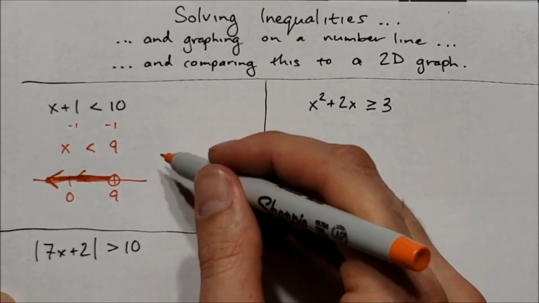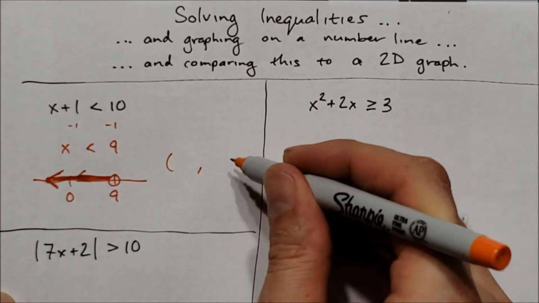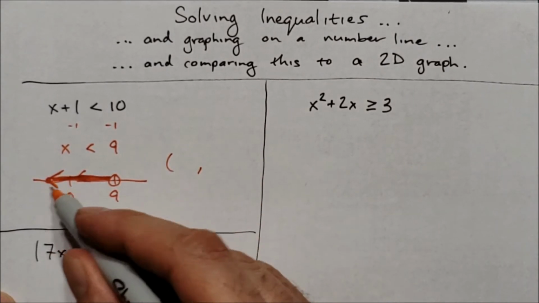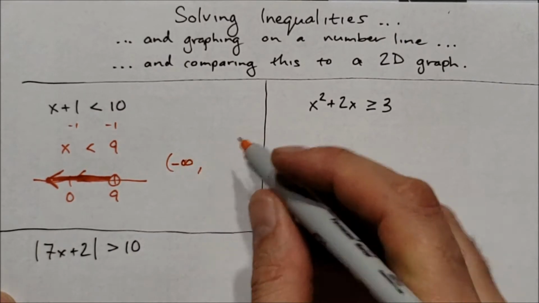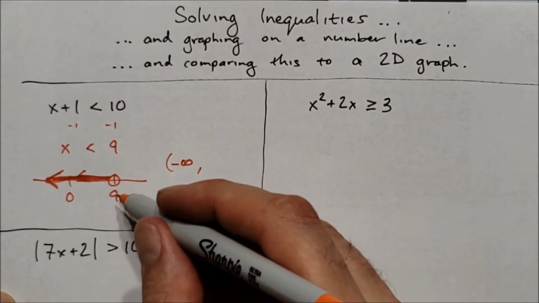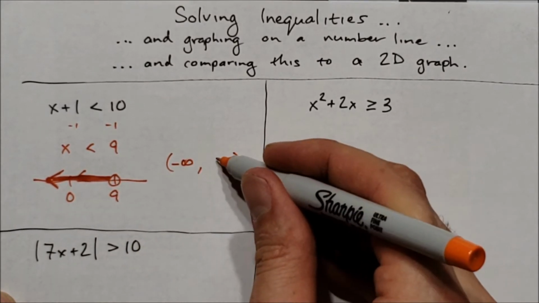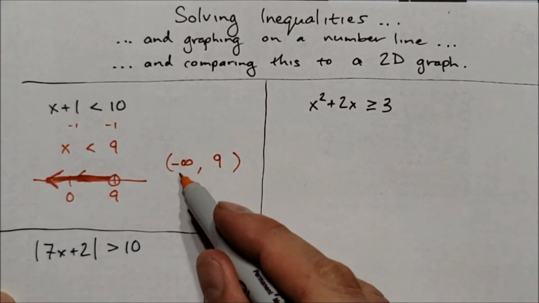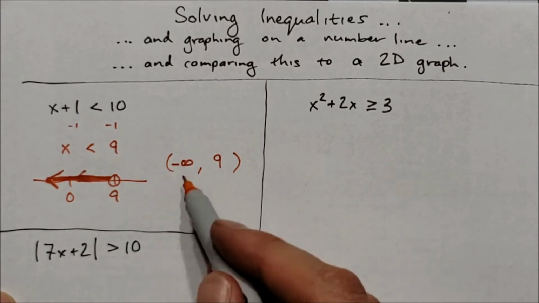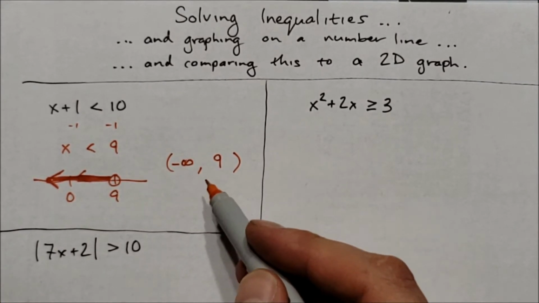Writing this in interval notation, the left-handmost and the right-handmost numbers. The left-handmost doesn't stop, so we're going to negative infinity. And the right-hand highest number is 9, or almost to 9. It doesn't include 9, so we're going to have an open parenthesis on the right as well. So it goes all the numbers from negative infinity up to 9, not including it, are less than 9. So that's our graphing on a number line and in interval notation.